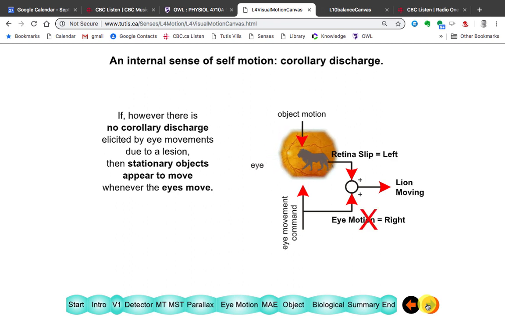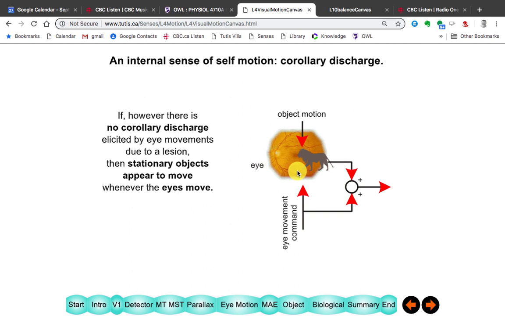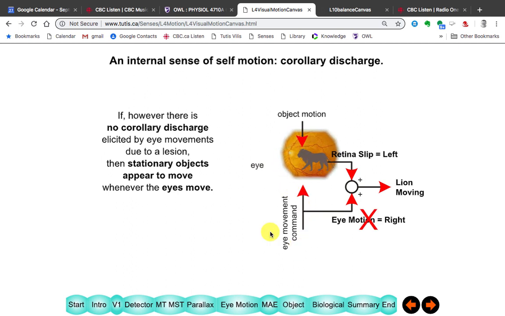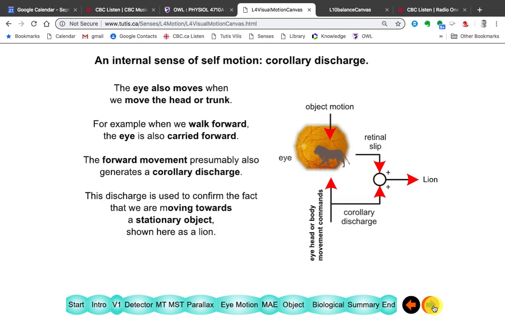In this case, there's no corollary discharge, so the eye isn't moving. And the brain sees slip on the eye, and then it says, okay, all the slip is coming not from my eye movement, but from something moving. So the lion is moving. And the same thing happens not only for slip caused by side-to-side movements, but when you move closer or farther away. So this corollary discharge comes not only from eye movements, but from any body movements that you're making as well. So any movement can be compared to what's happening on the eye. All the structures that cause motion send signals to this comparator.